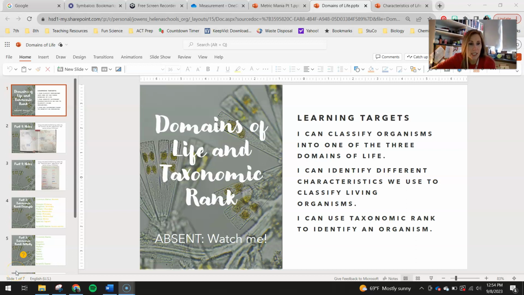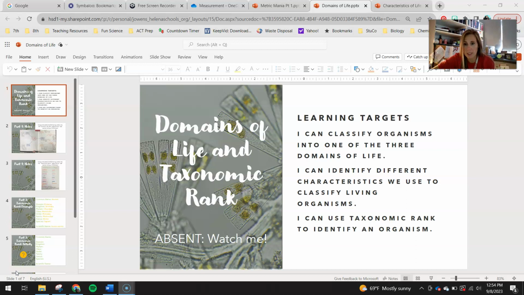Hey, seventh graders. Today's assignment is the Domains of Life assignment as well as the taxonomic ranks. You guys are going to talk about how you finished up that card classification activity and how it relates to this concept of domains of life, and then also how it ties into taxonomic rank, which you will see throughout the next couple lessons, and how it ties in with domains as well.